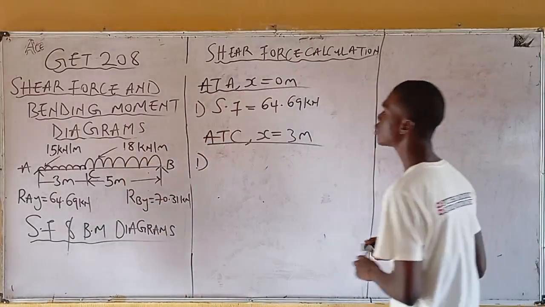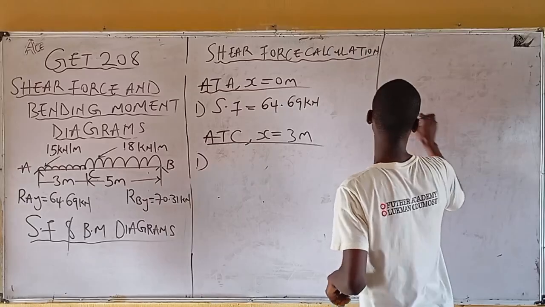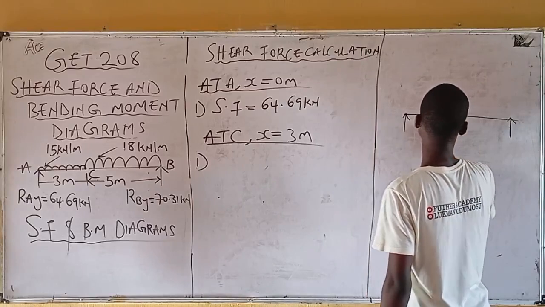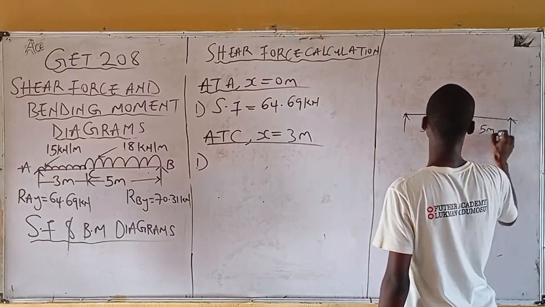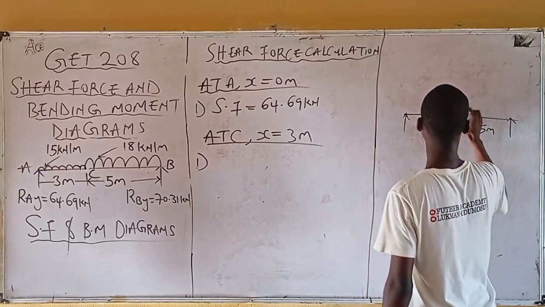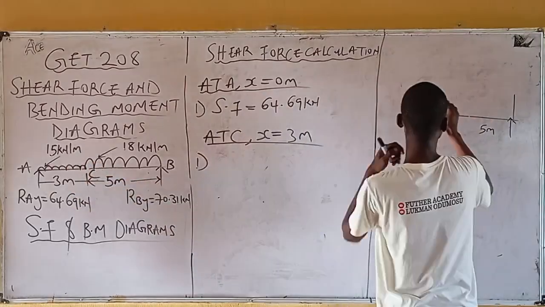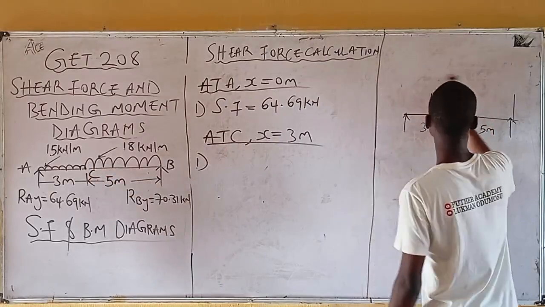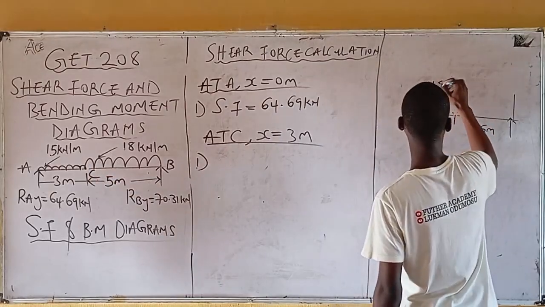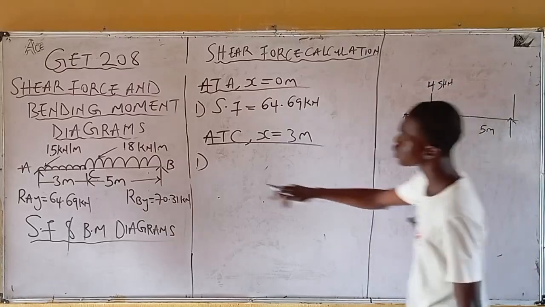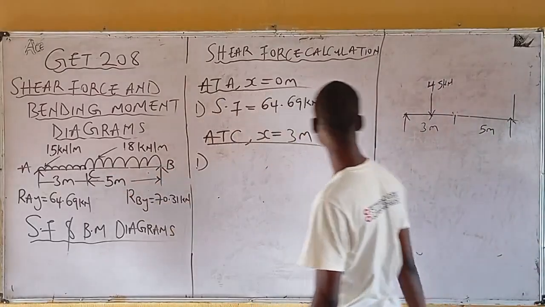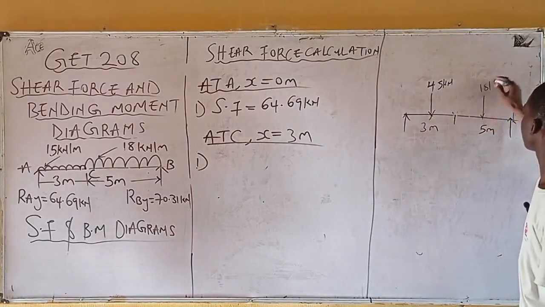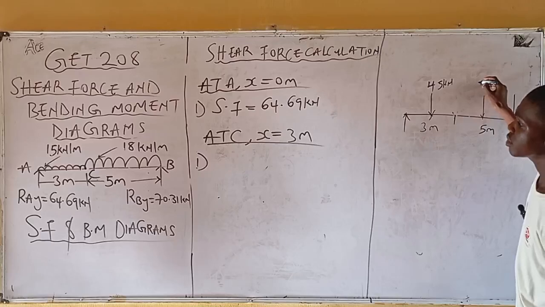Now, okay, let's do that together. Let's say I have this, and then this is 3 meter, this is 5 meter. This will be my point, this will be the intensity, right? This will be at the middle, 45 kilonewton. Then this one, what do you think I'm going to indicate? 90 kilonewton, okay.